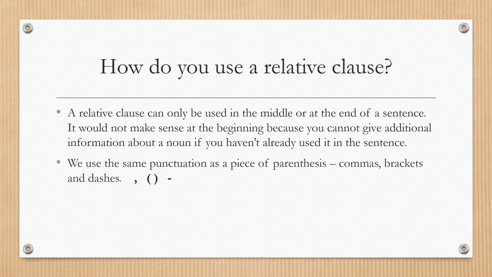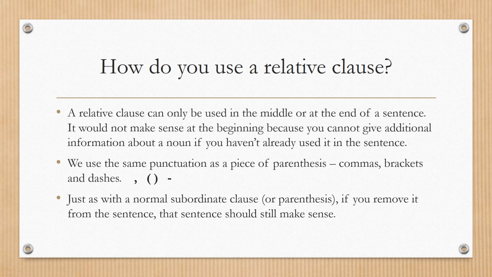We use the same punctuation as we do with a piece of parenthesis, and that's commas, brackets, and the dashes. If your relative clause is in the middle of a sentence, you will need a pair of commas, a pair of brackets, or a pair of dashes. If your relative clause appears at the end of your sentence, you would only need one comma, one dash, but you always need two brackets because they always come in a pair.